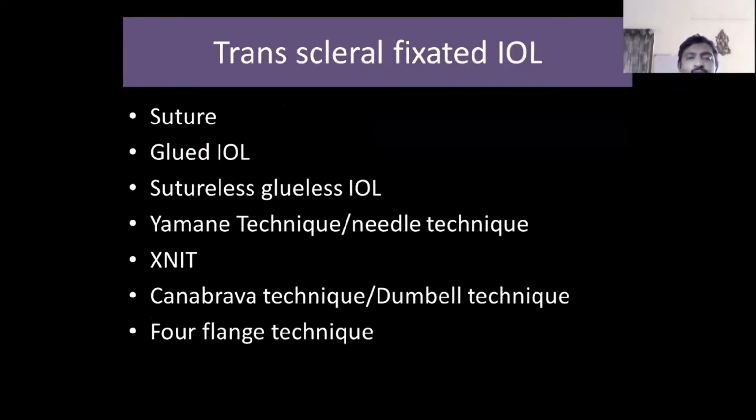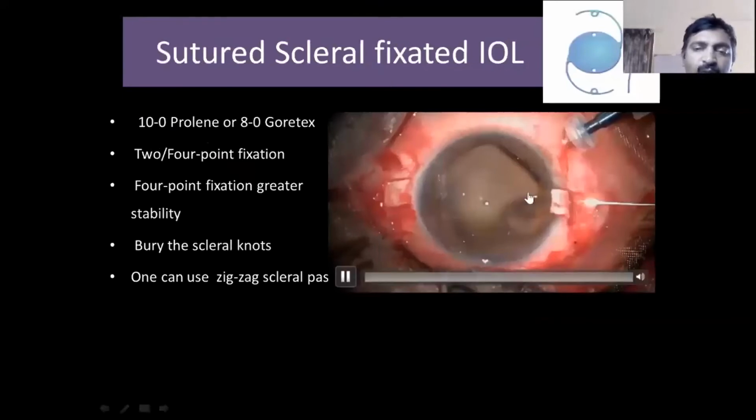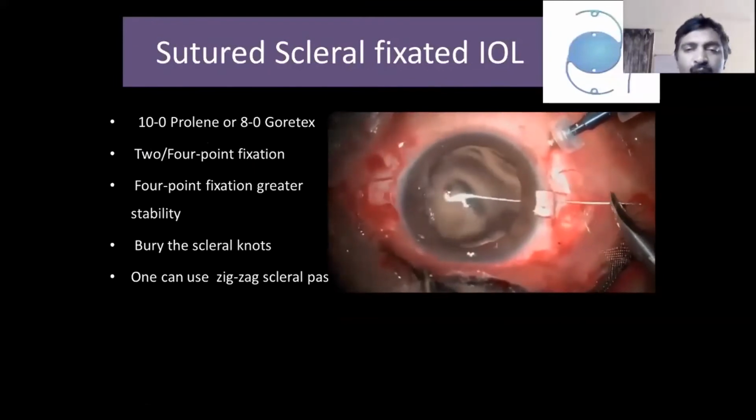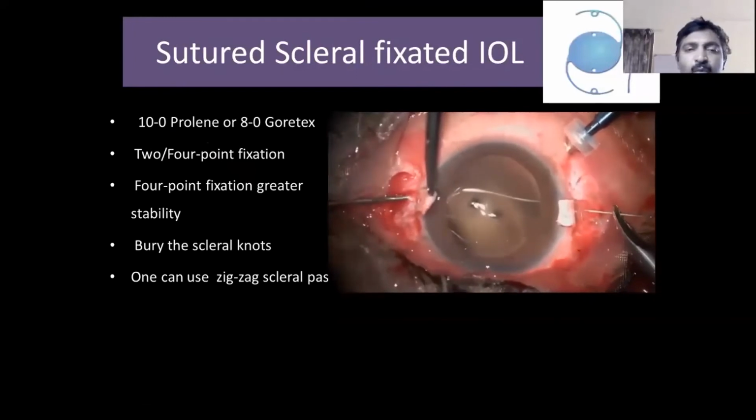The other thing is transscleral fixation of IOLs. Many techniques have been described in the literature, starting from sutures to glued IOLs to M&A techniques to flange techniques. Let me explain a couple of them. The sutured scleral-fixated IOL is an age-old technique where you use a 10-0 Prolene, or sometimes a Gore-Tex suture can be used. Either you do a 2-point or a 4-point fixation.